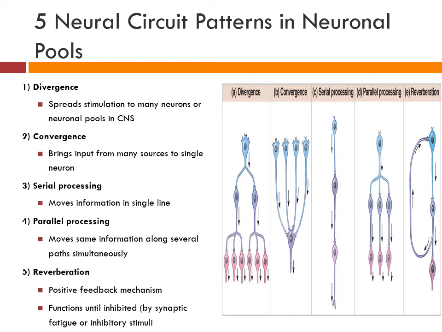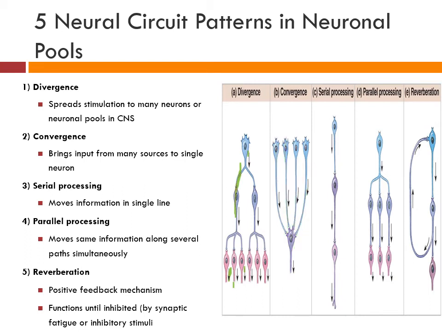So the first pattern is divergence, where you start with a single neuron and then you split that information into 2 neurons, and then that splits into 3 neurons. So now all of a sudden with just 2 splits, we've gone from 1 neuron down to 6 neurons. And so it's a way of continually moving out and sending a greater and greater message. Convergence is the opposite. Convergence is where you have information from multiple neurons that are all converging onto one individual neuron. So that's gathering a lot of information and delivering it to one neuron.